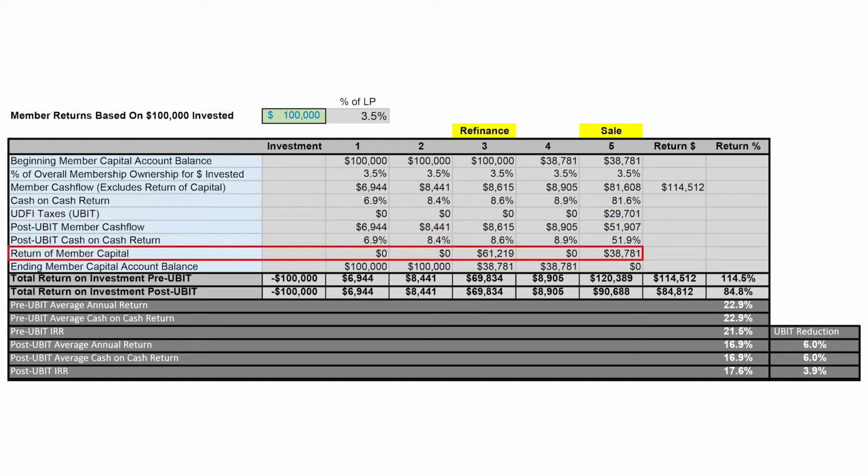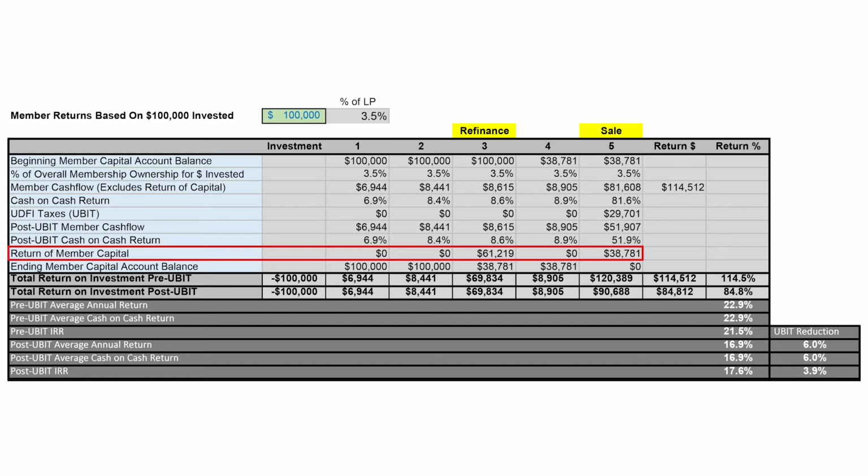Moving down to our return of capital line, here's where we see in year 3, $61,000 of the original investment is returned through a refinance, and in year 5, just under $39,000 is returned upon sale. Again, this is original capital, so no taxes are involved. This is money that can be instantly reinvested into another deal.